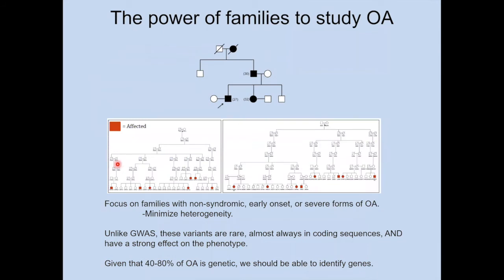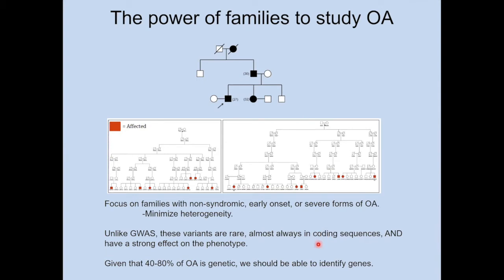Just to make this point clear, families are a powerful tool to identify genes that have a strong effect on the phenotype. As I'll tell you in a second, we mostly focus on families with non-syndromic, early onset, or severe forms of OA. We do this to minimize the heterogeneity, which helps with the genetics. And again, unlike GWAS, the variants we find in these families are rare. So they don't exist, or they exist at a very low frequency in the general population. And they're almost always in coding sequences.